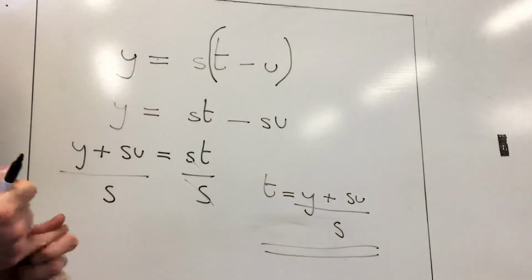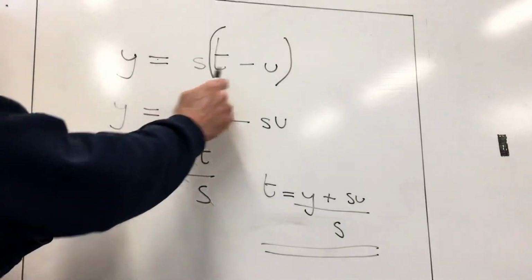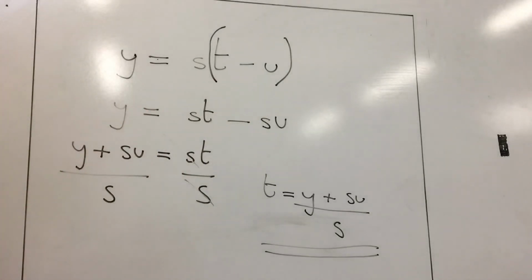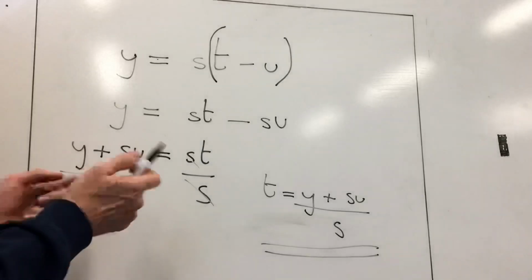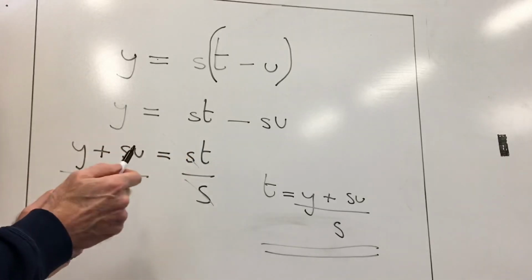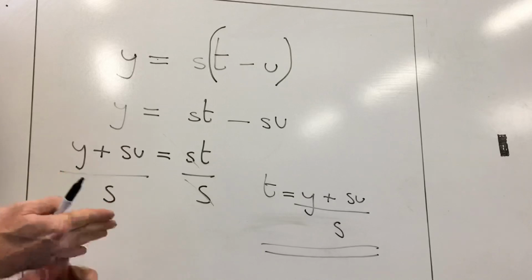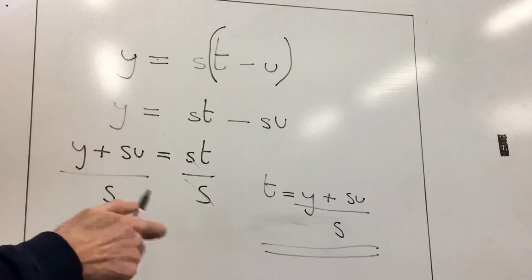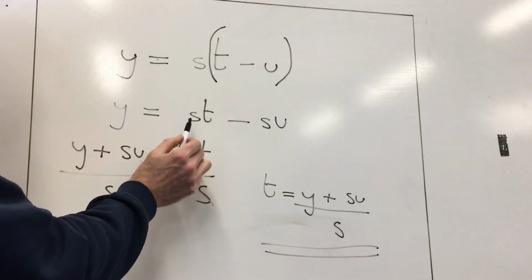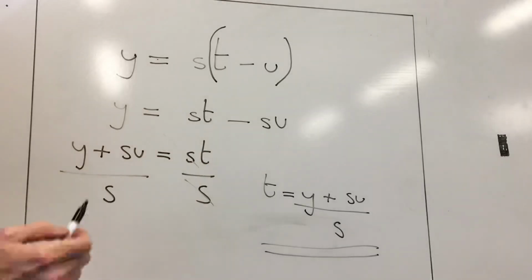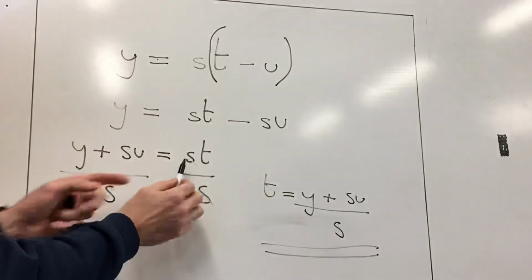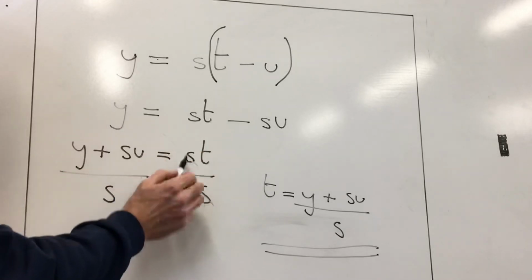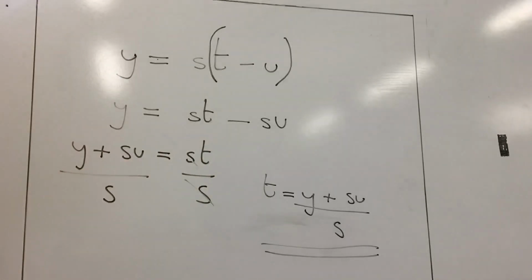Okay, so key to it, if you've got that, multiply the brackets out. We then need to make sure what we want the subject to be on their own. We might need to do 1, 2 or 3 operations first. To get the subject on its own, we need to do inverse operations. So in this case we've added su and then we divided by s because s was multiplied by t. I hope that helps.